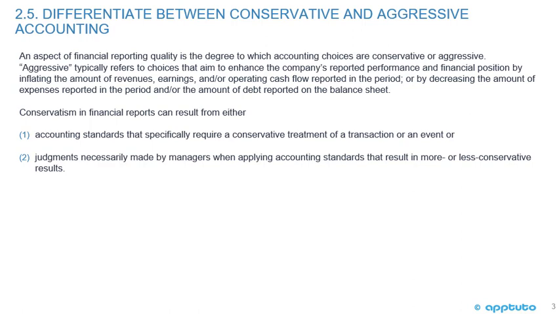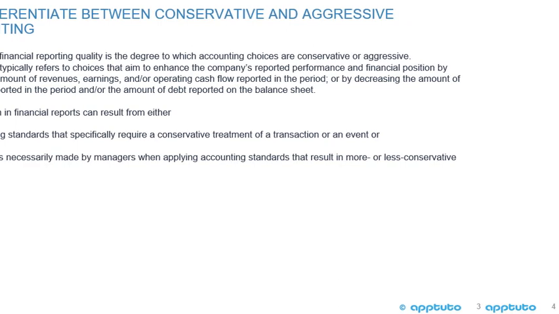Conservatism in financial reports can result from either 1. Accounting standards that specifically require a conservative treatment of a transaction or an event, or 2. Judgments necessarily made by managers when applying accounting standards that result in more or less conservative results.